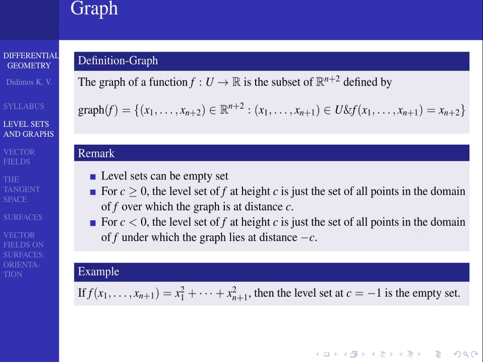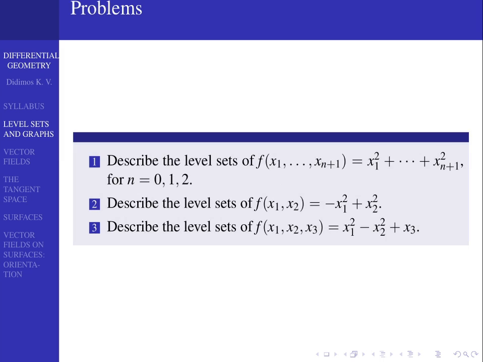Okay, so that is not possible because this function, x1 squared plus etc. plus xn+1 squared, is always a positive quantity, that can never be negative one. So this level set contains no points. Then the level set will be the empty set for c equal to minus 1.